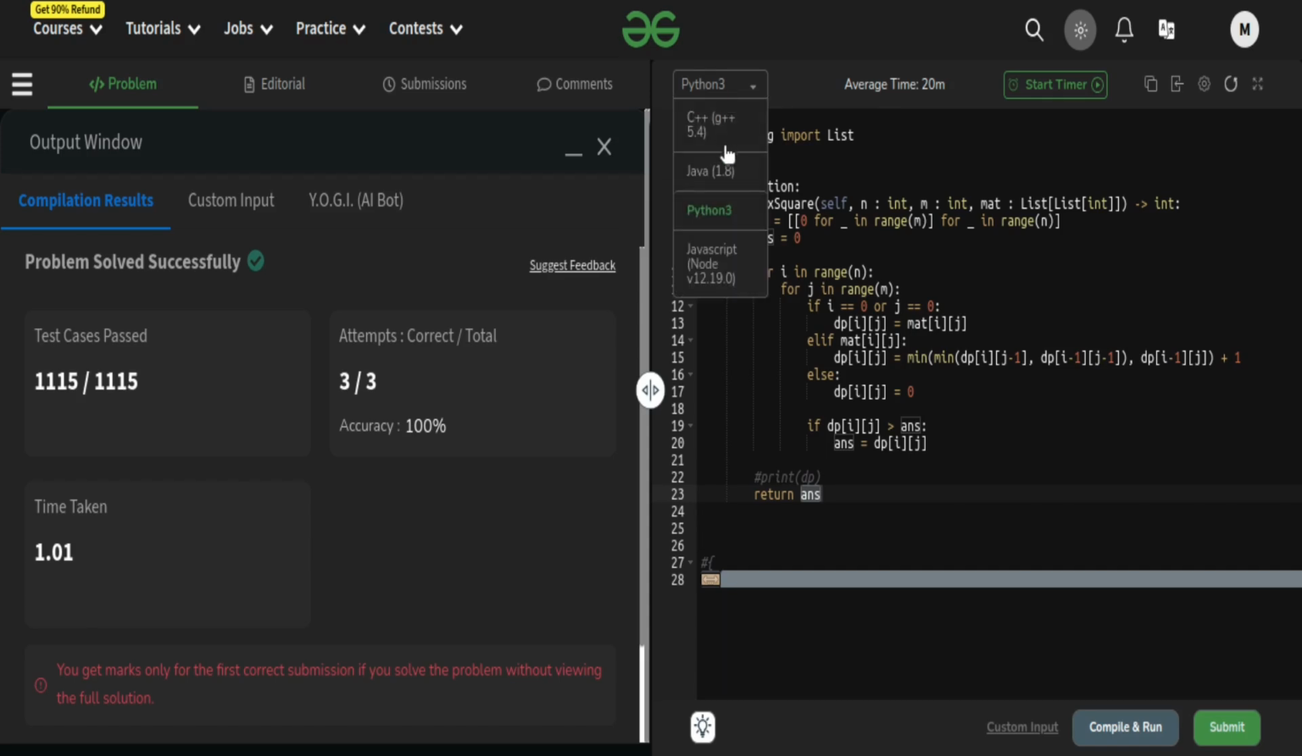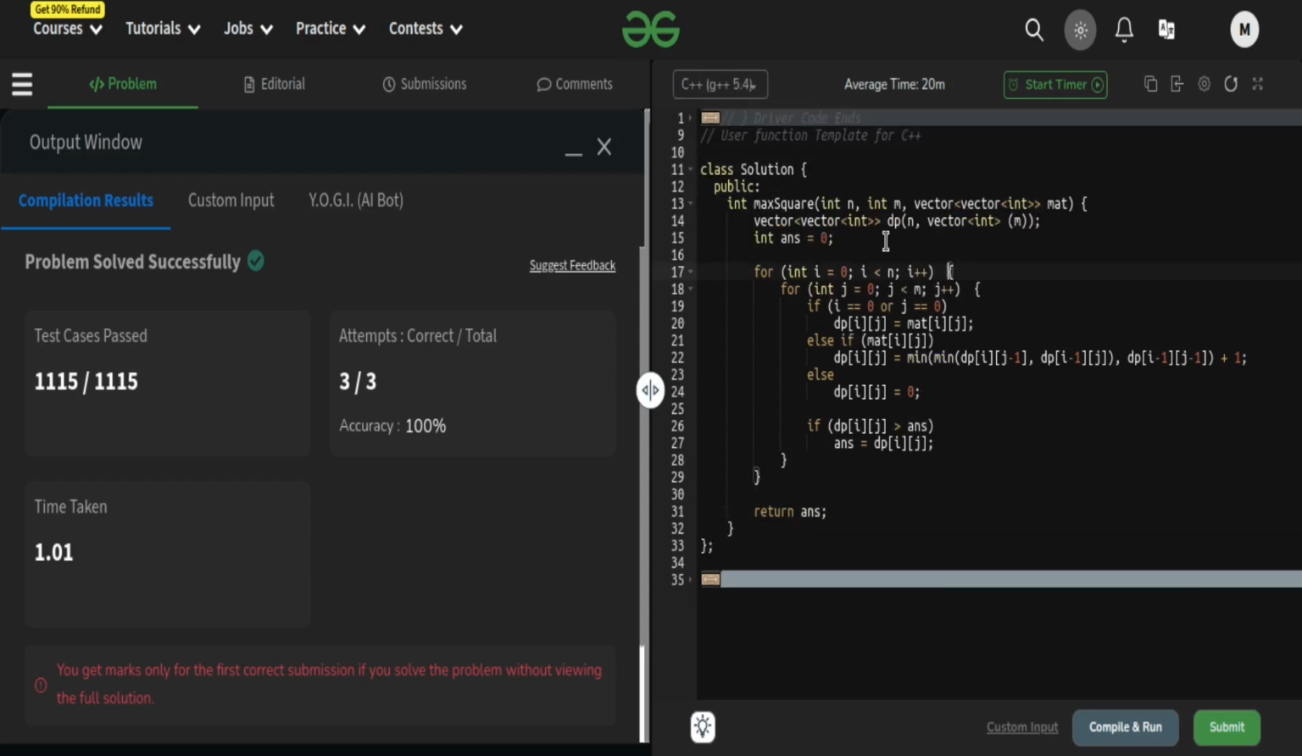Now let us look at our C++ implementation. So the C++ implementation is also the same. We have a dp vector over here of dimension n by m, and the initial value of answer equals 0. Then we are iterating on rows and columns of the matrix. If it is a beginning row or a beginning column, then dp of i comma j equals mat of i comma j. Otherwise, if mat i comma j equals 1, then dp of i comma j equals the minimum of 3 values plus 1.